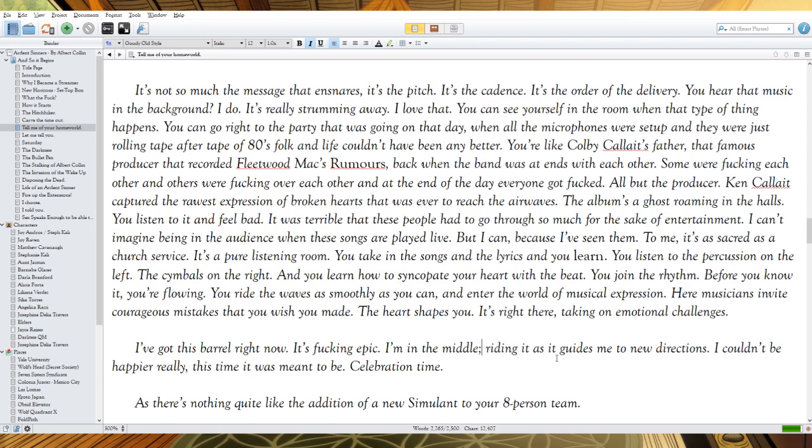Writing it as it guides me to new directions. This is a blah. I'm in the middle. Look at this. Say goodbye to this. We bring an I, and it's just nice. It's fucking epic. I'm in the middle. I couldn't be happier. Really is an unnecessary adverb. I couldn't be happier. I think we got another semicolon.